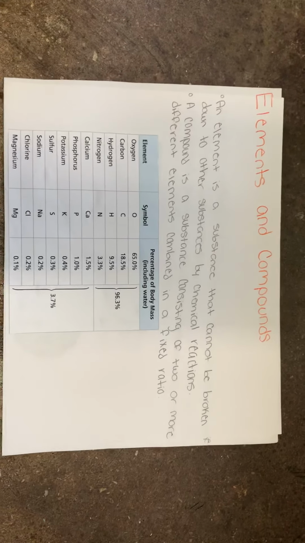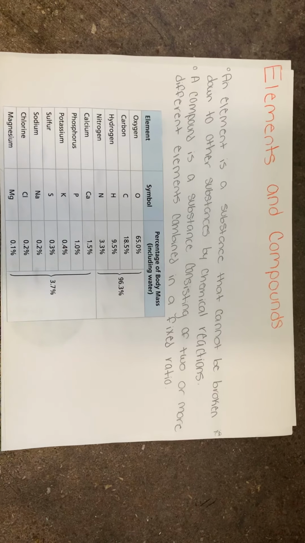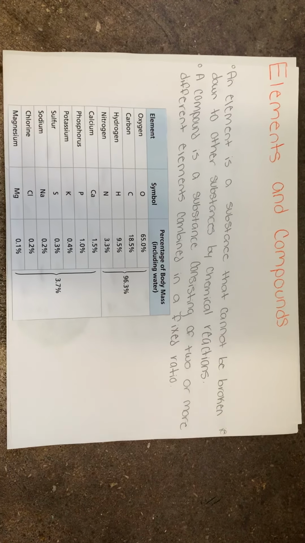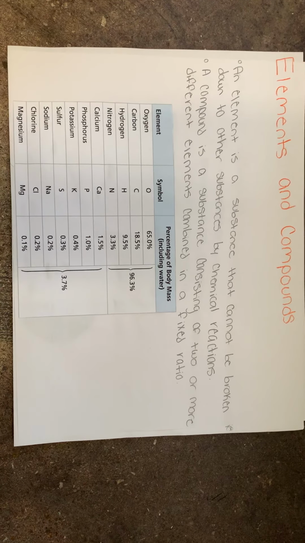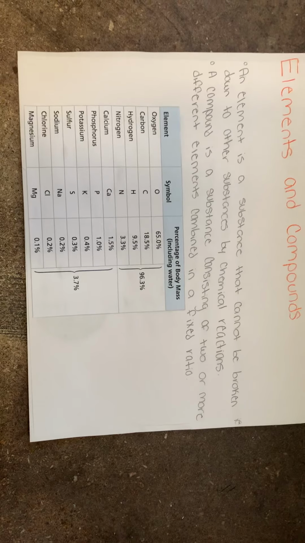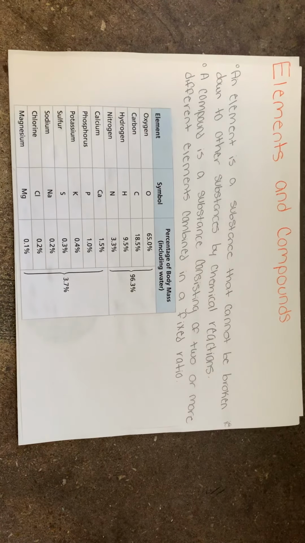Elements and compounds. An element is a substance that cannot be broken down into other substances by chemical reactions. A compound is a substance consisting of two or more different elements combined in a fixed ratio.